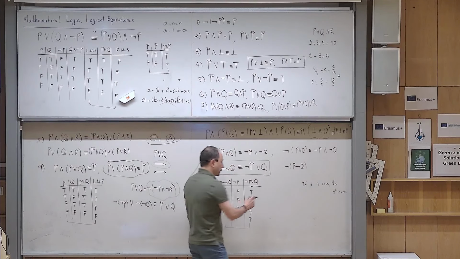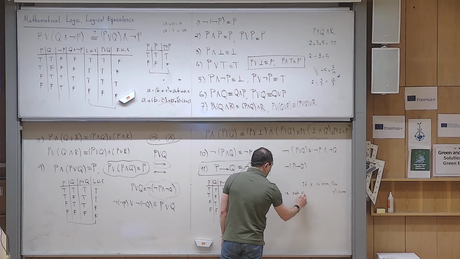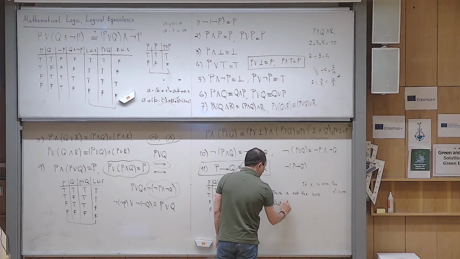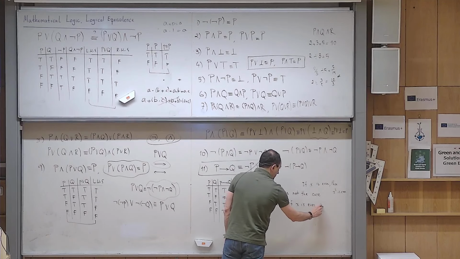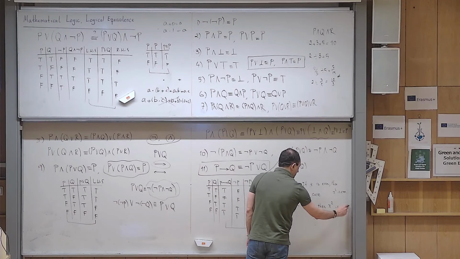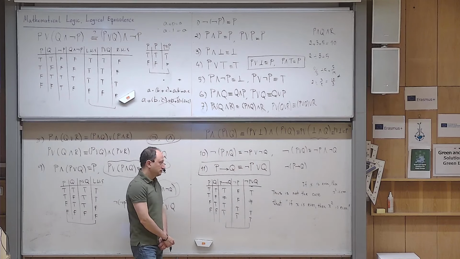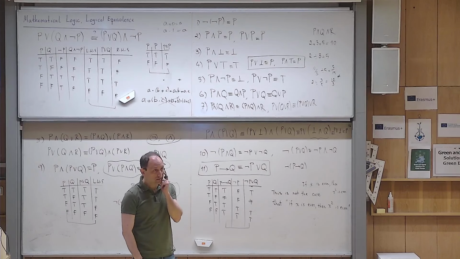So let me write it. This is not the case that if x is even, then x squared is even. Means what? There is no if involved. That's the whole point. The negation of a conditional is not a conditional.